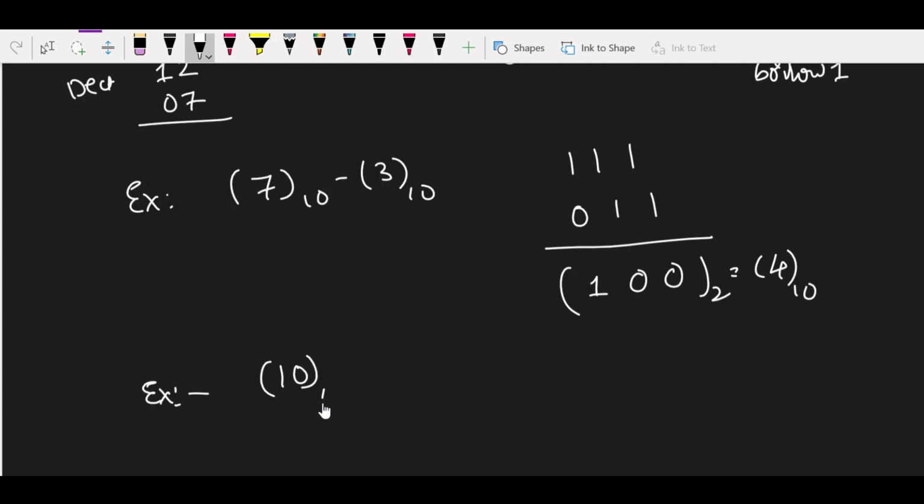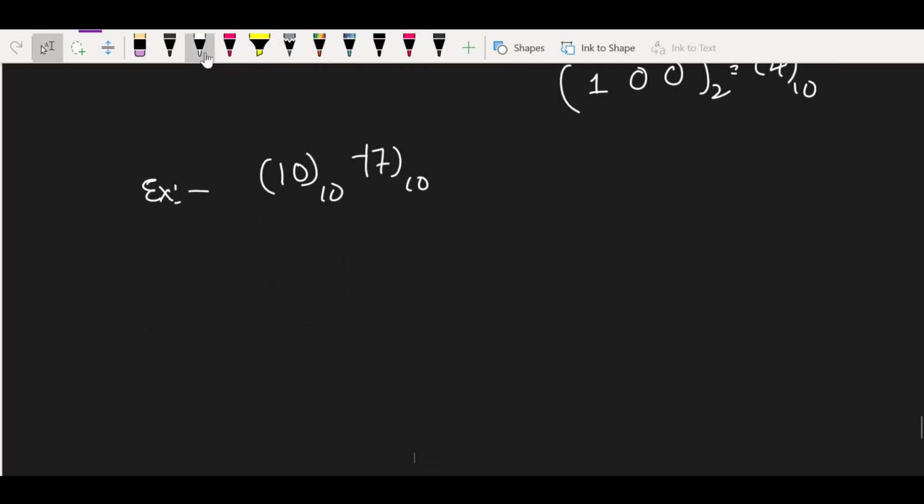Let's take 10 minus 7. So 10 will be 1 0 1 0. 7 will be 0 1 1. If you look at here, now you cannot subtract 1 from 0. You cannot subtract 0 minus 1. So what do you do? You take a borrow. When you take borrow, this becomes 0 and this becomes 2. 2 minus 1 will be 1. Now here it is 0, here it is 1. You cannot subtract. Here also same thing.